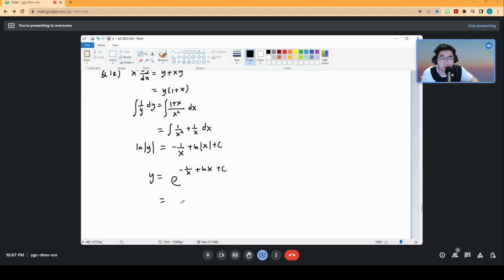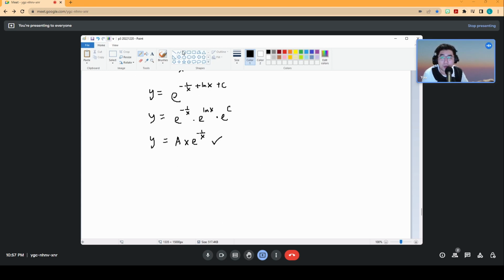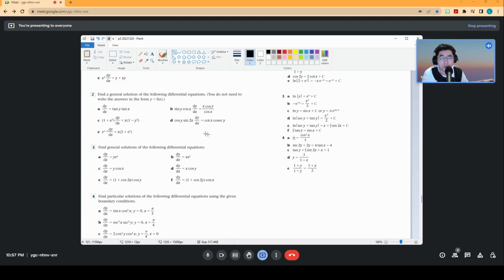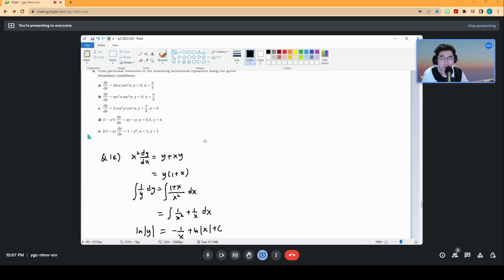According to the indices rule, I have e to the -1 over x, times e to the ln x, times e to the c. Since c is a number, e to the c is just a number, A. And e to the ln x, according to the indices rule, is x, then e to the -1 over x. So your answer will appear in this way. Students can look at the other questions to figure out how to do the exercises. Please try it out.